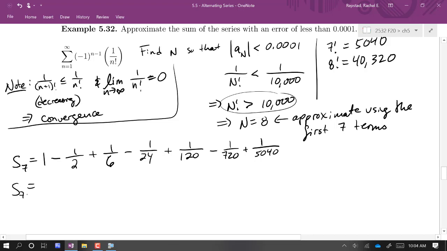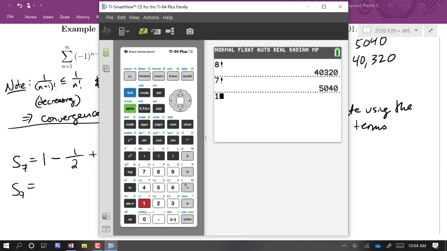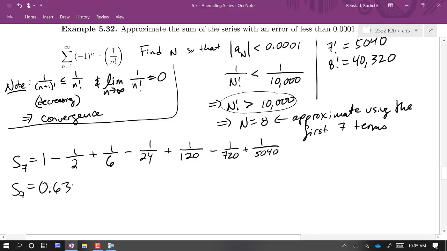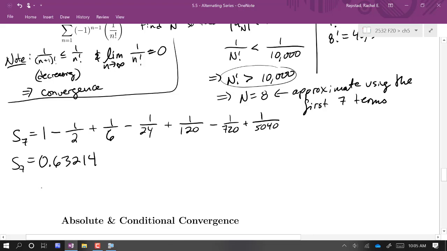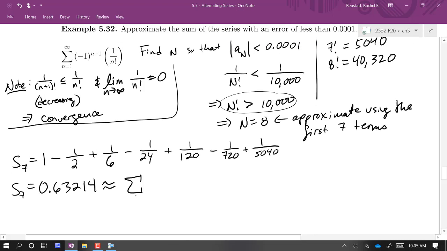So the 7th partial sum, if we throw all this in, we get 0.63214. So we would use that as our approximation. And that is off by no more than 1/10,000th. In fact, it's off by no more than 1 over 40,320.